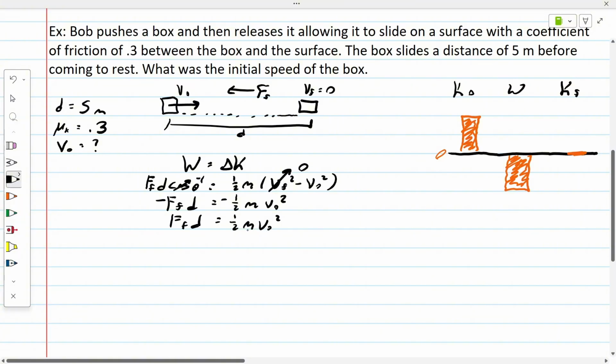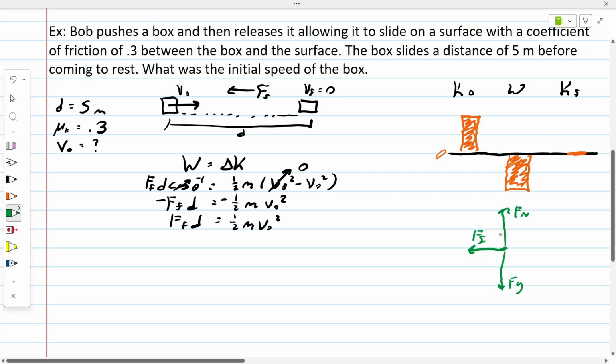Now we need to solve for this initial velocity. We don't know the mass, so we need to figure out how we're going to get rid of this mass. We do know the distance, but we don't know the force due to friction. So let's draw our free body diagram, because I think that'll help us out. There's going to be some force due to gravity on the box, some normal force, and then the only other force acting on the box while it's sliding is this frictional force.